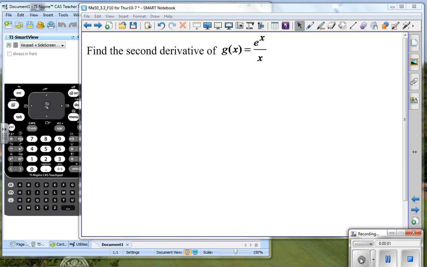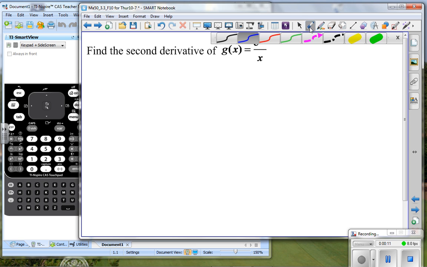Video D of the lecture for section 3.3. We're going to find the second derivative of g of x, and before we can do the second derivative, we need to first find the first derivative. So let's look at the first derivative of g of x.